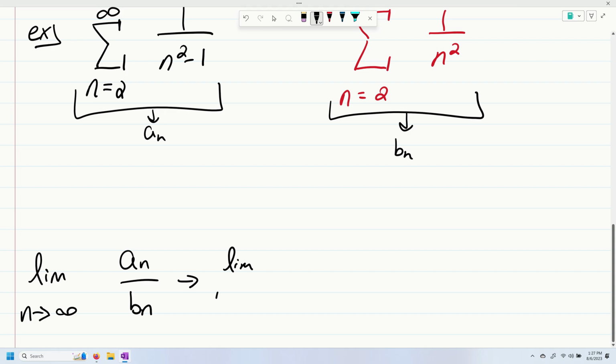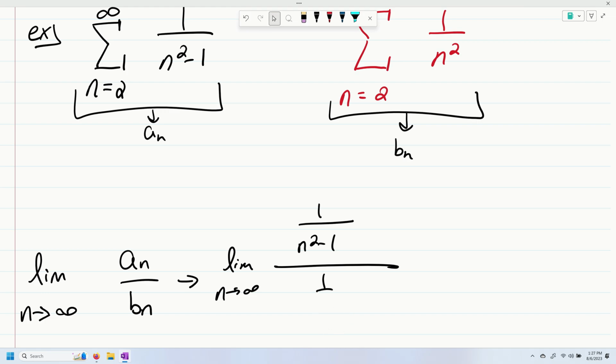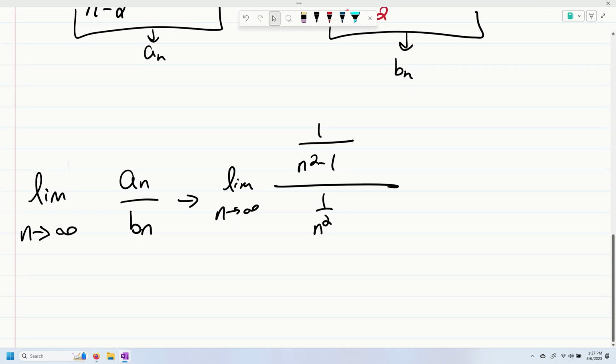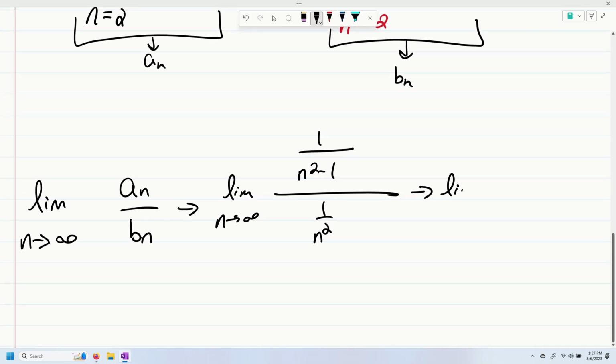We got the limit as n goes to infinity of 1 over n squared minus 1, all divided by 1 over n squared. All right. Now, when you go ahead and divide, you end up with this: n squared over n squared minus 1.